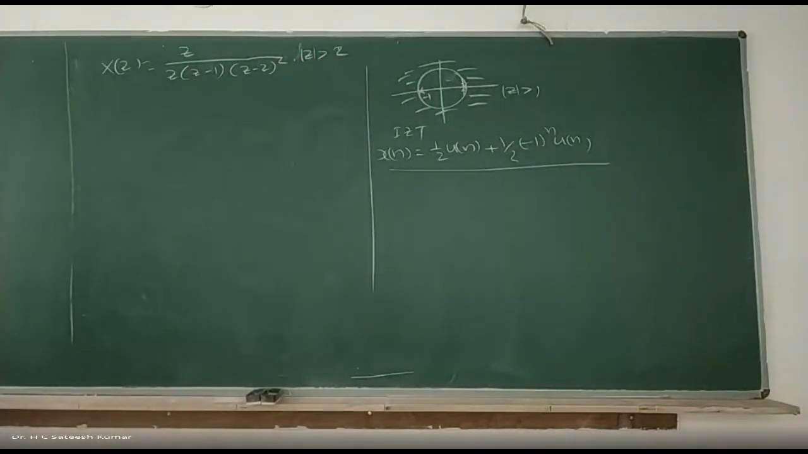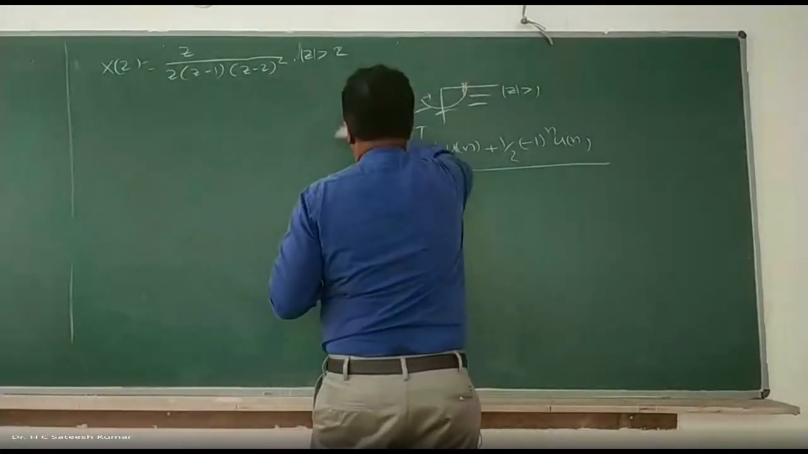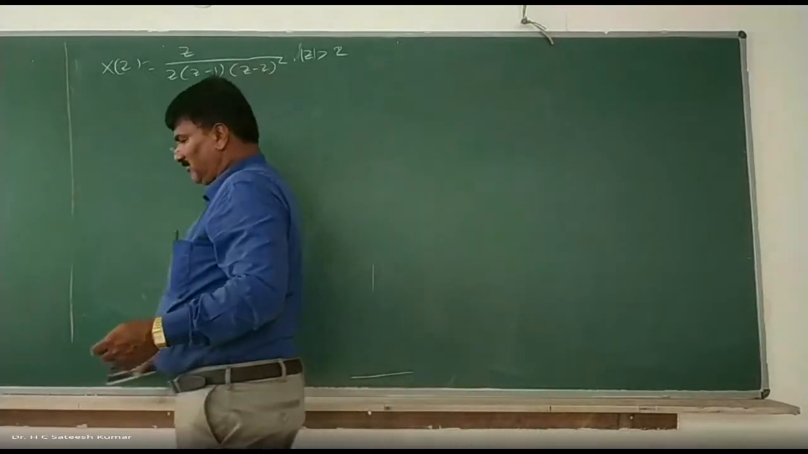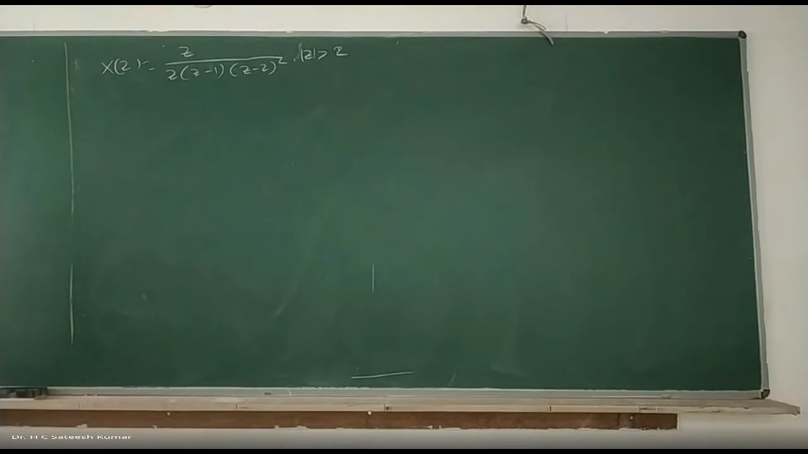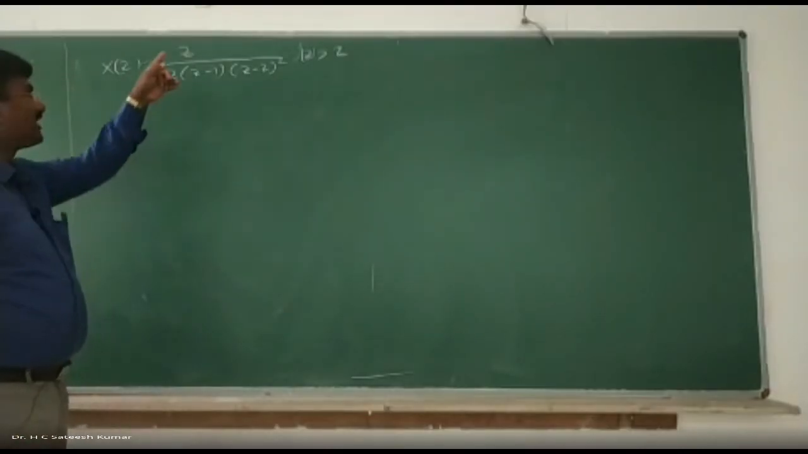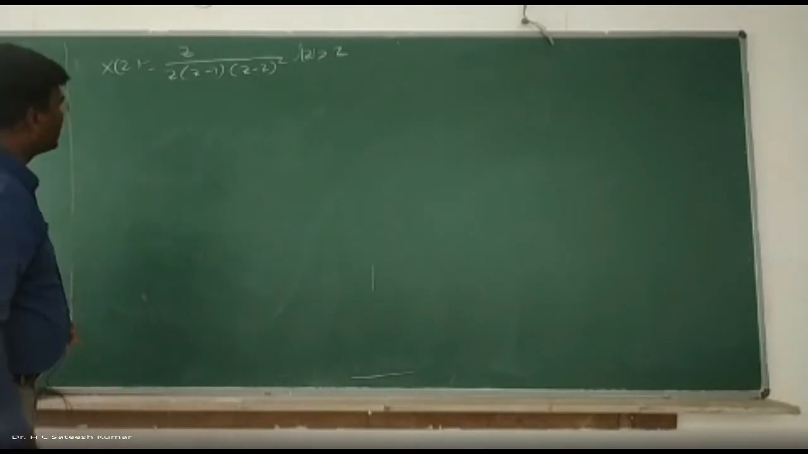When you see this problem, the general tendency of the students is what? Sir, z is there in the numerator, cancel it. Don't cancel it. If you cancel it, once again you have to divide both sides by z, because we want to go for partial fraction of X of z by z. So don't cancel it. Take that z to the denominator. Still one z is there, you can cancel it. Okay, right.